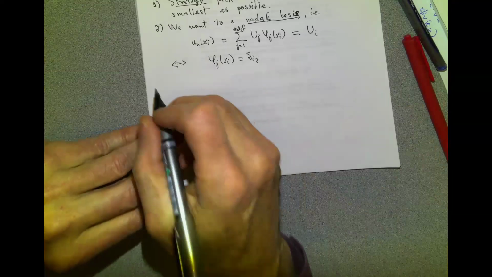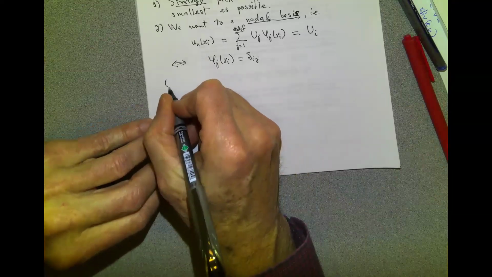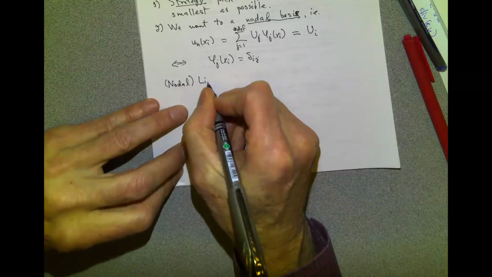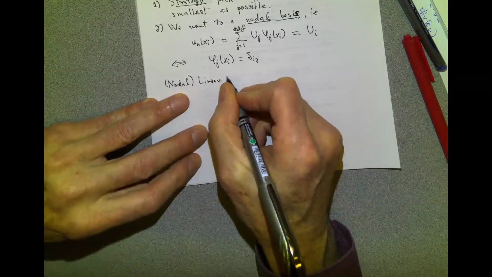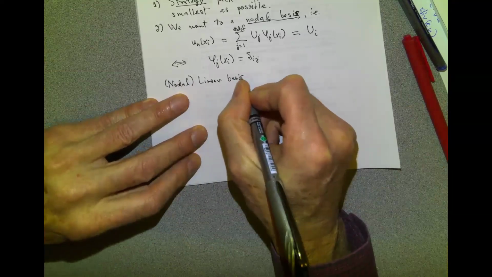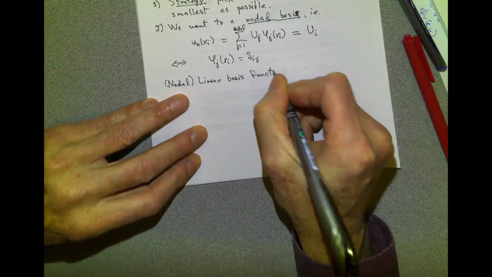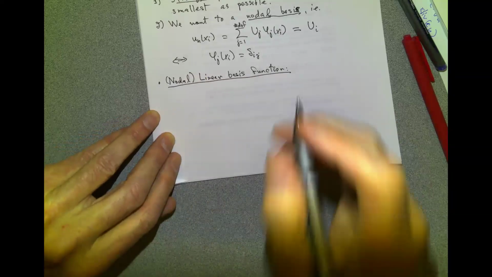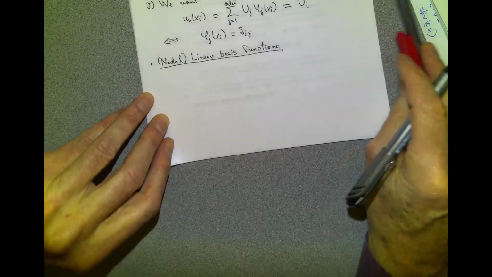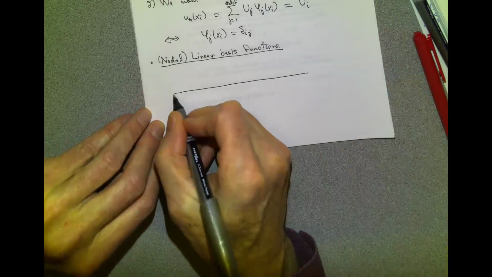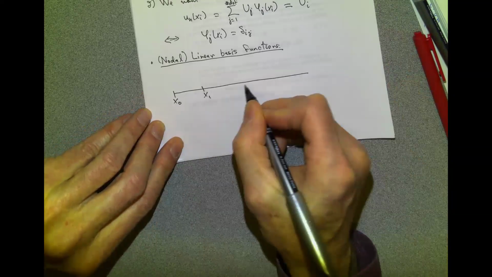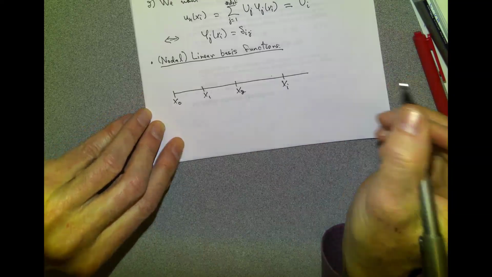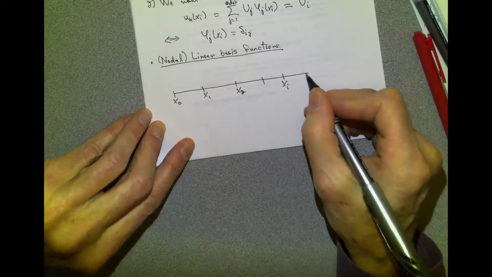So the nodal linear basis. Usually we say the linear finite element, linear basis functions. We want to see what these would be, and I will do the quadratic after that. So you have your mesh in this way, x_0, x_1, x_2 like that, and you keep going, x_i like that.